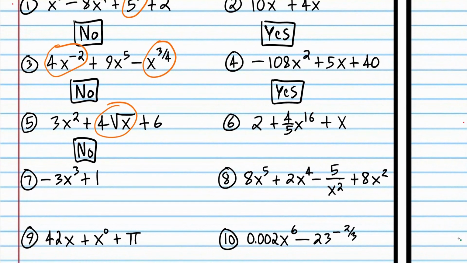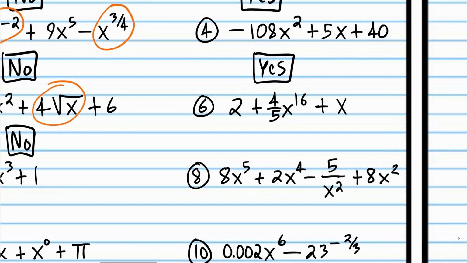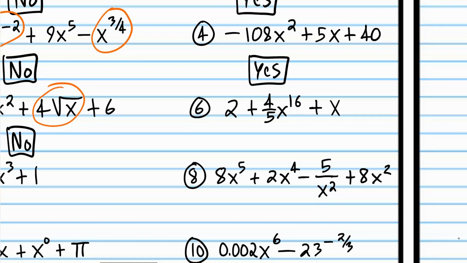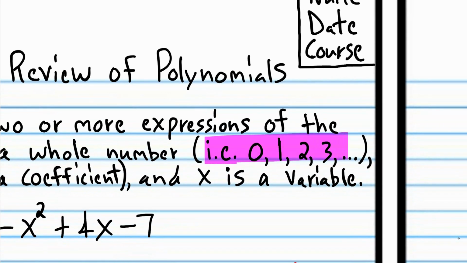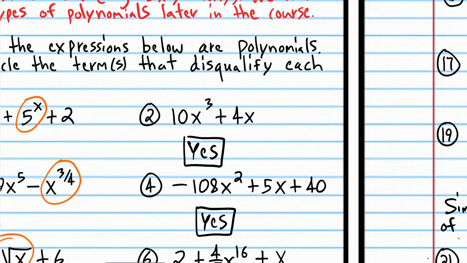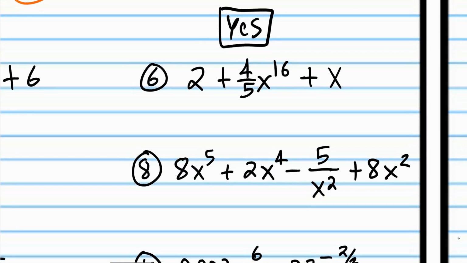Number 6 is kind of a trick problem. We see a fraction here, but that's okay. We just can't have fraction exponents. And over here, we don't have an exponent at all, but remember, if there's no exponent, it's assumed to be 1, and that's okay. Remember, our exponents can be whole numbers, which are numbers that include 0 and 1. So yes, that is a polynomial.